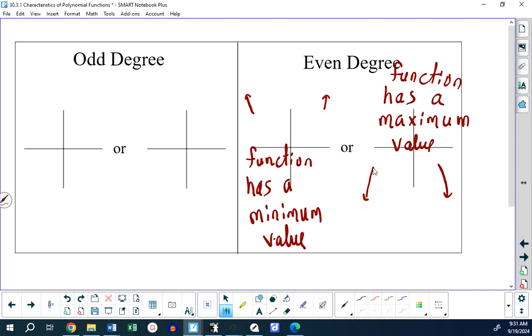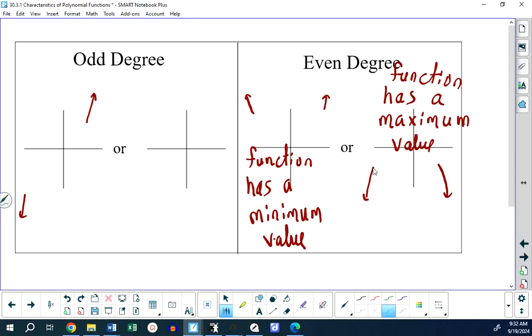Odd degree, just before I draw them, you know, if both arms extend in opposite directions, that means one of the arms goes down to negative infinity. There's no minimum. There's no bottoming out of the function. And the other arm goes up to positive infinity. There's no peaking of the function. So it will either look like this, and again, I don't know what it does in between.